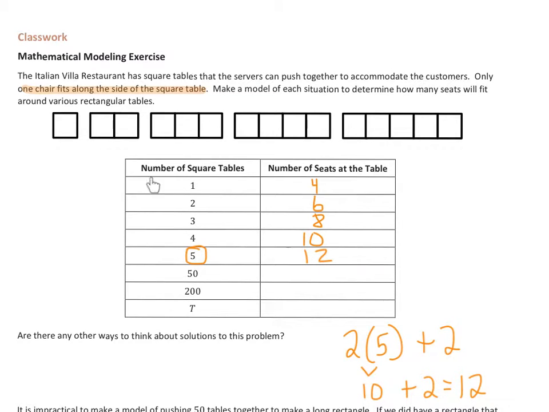So we notice that whenever we're putting the square tables together, whatever our number of tables is, is how many there will be on one side and the other, so therefore there'll be 2 sets of that number, and then we always have to add the 2 at the end. So let's see if that works with 50, 200, and t. What would those formulas look like? Go ahead and pause the video and write them down.